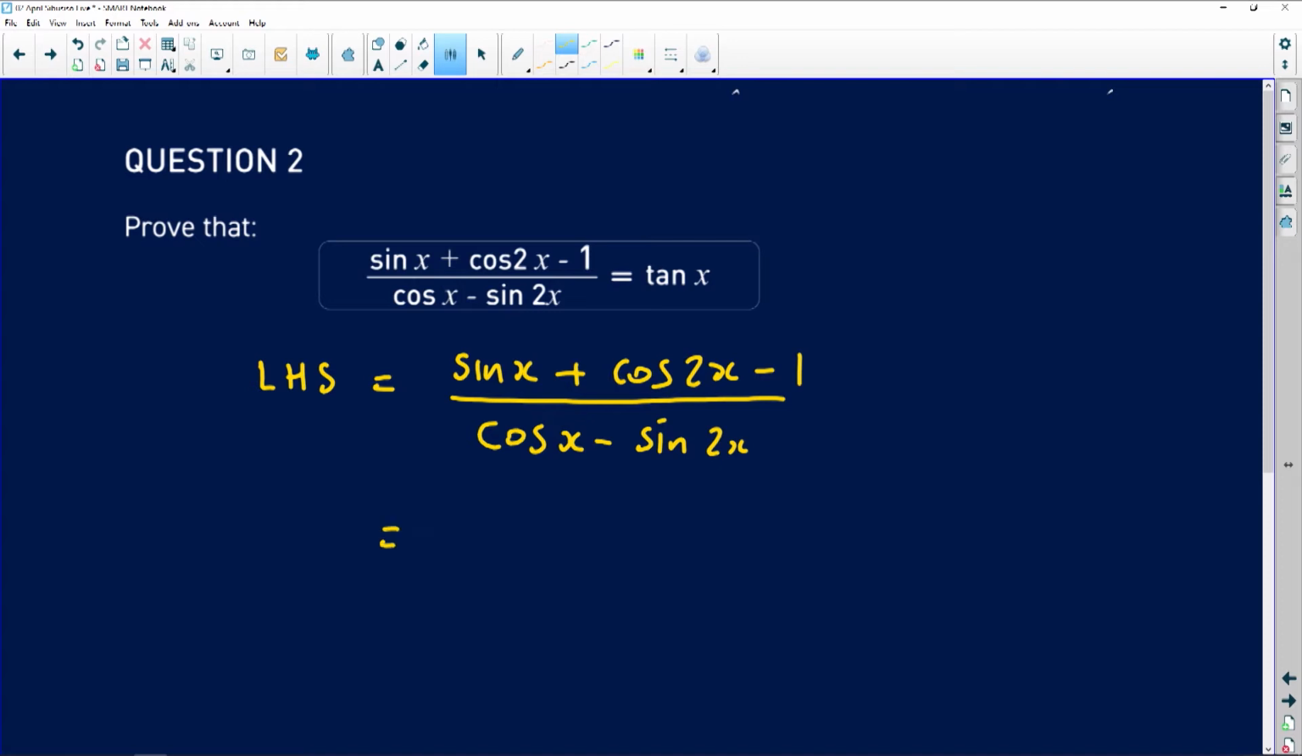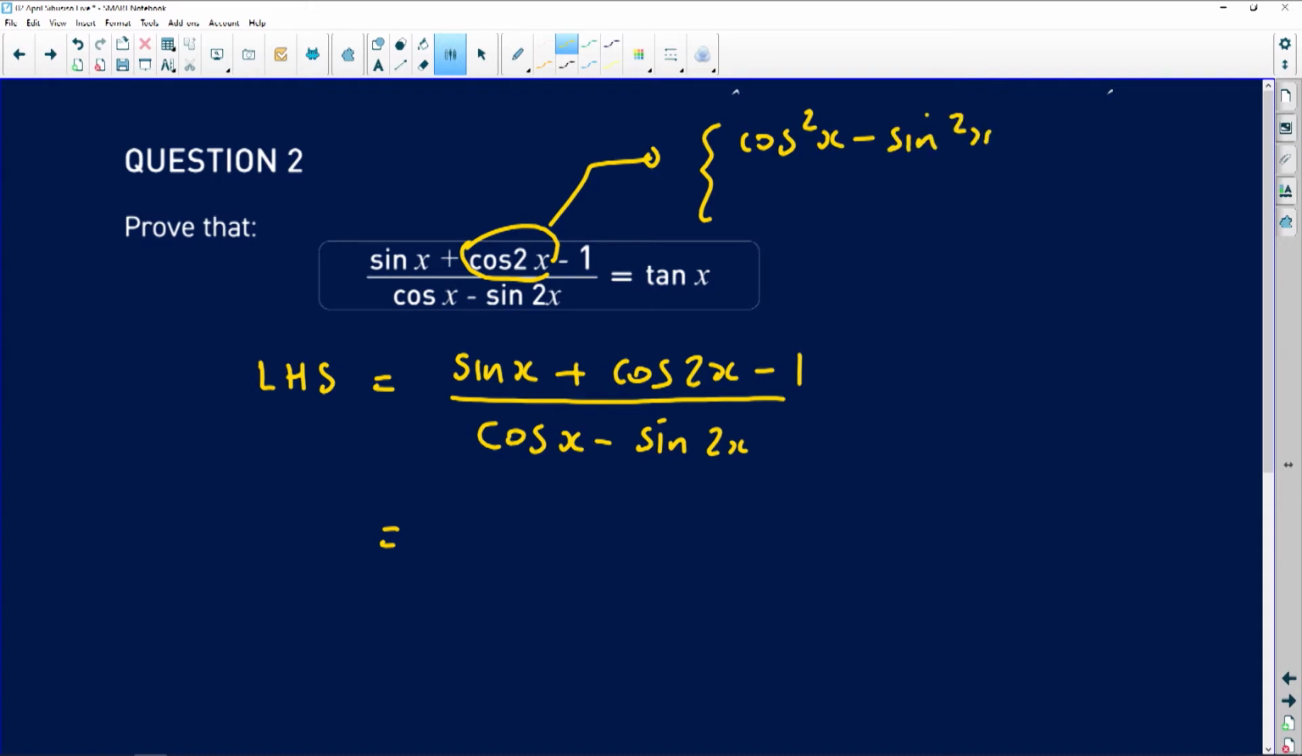Now, when you have this kind of situation, you'll notice that we've got something very exciting that we were introduced to as grade 12s this year, and that is the fact that a double angle can be simplified. Like on the numerator, I've got the double angle of cos there, which can be expanded in 3 different forms. So the first one is you can write it as cos squared x minus sine squared x.